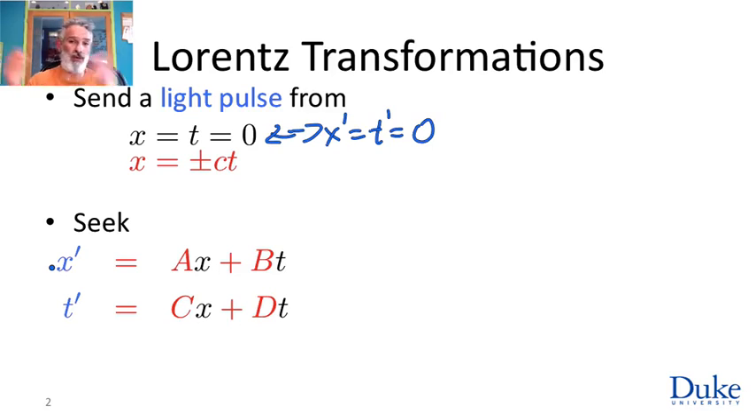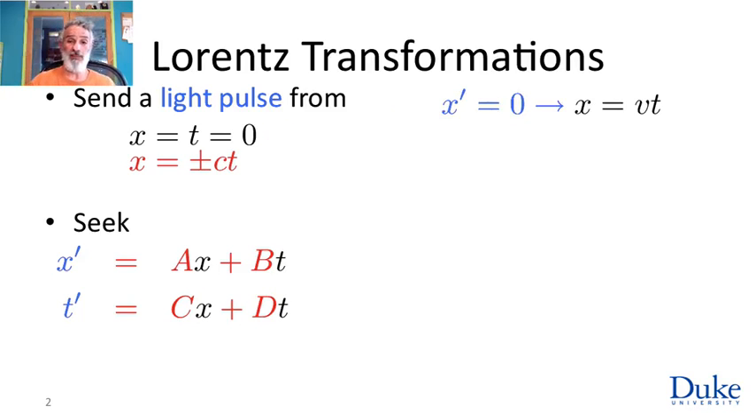So A, B, C, and D are arbitrary initially, functions of v, and our job is to find these four functions of the relative velocity v. So let's do it. What do we think we know about the relation between the black guy's observations and the blue guy's observations?